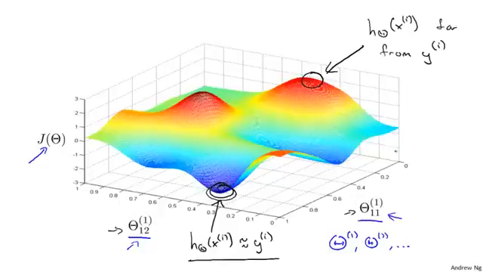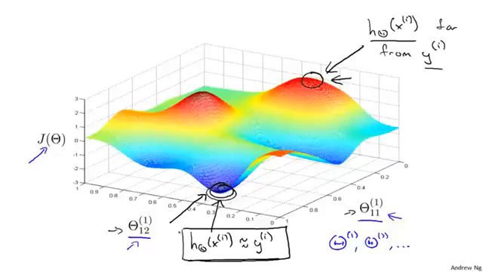So points like this on the right correspond to where the neural network is outputting values on the training set that are far from y i, so it's not fitting the training set well, whereas points like this with low values of the cost function correspond to where J of theta is low and therefore correspond to where the neural network happens to be fitting my training set well, because this is what's needed to be true in order for J of theta to be small.